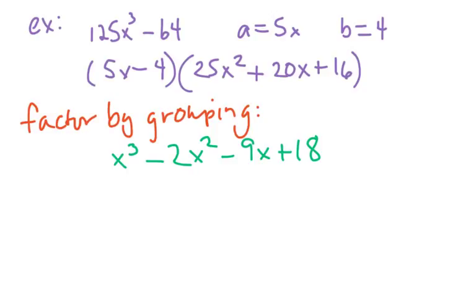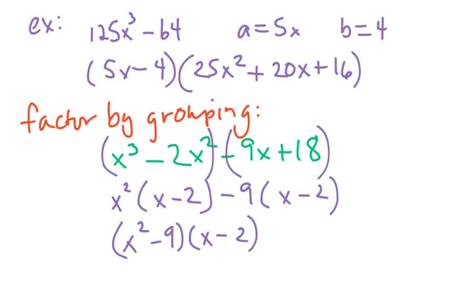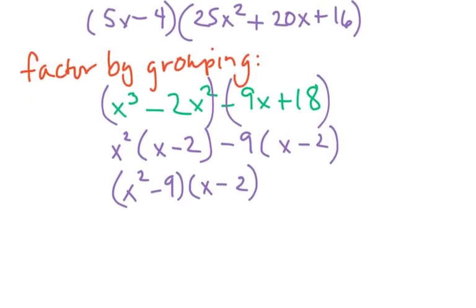So if you have a polynomial and it's not a sum or difference of cubes and you've got 4 terms, you always want to look at, can I factor by grouping? You should have done plenty of this. So we can factor out an x squared here, and I'm left with x minus 2, and a negative 9 here, and I'm left with x minus 2. I end up with x squared minus 9 times x minus 2, and be careful because you're not done here.